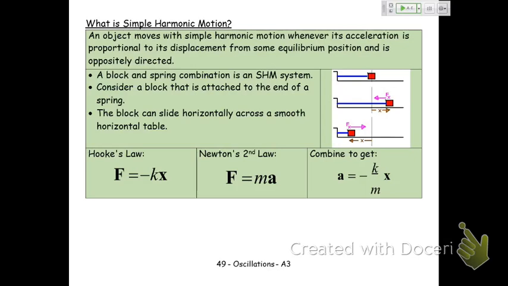Okay, so we need a diagram and we need a visualization. And my visualization is of a spring on a horizontal table that's frictionless. Why? Because it's nice and symmetrical. The oscillation is horizontal.